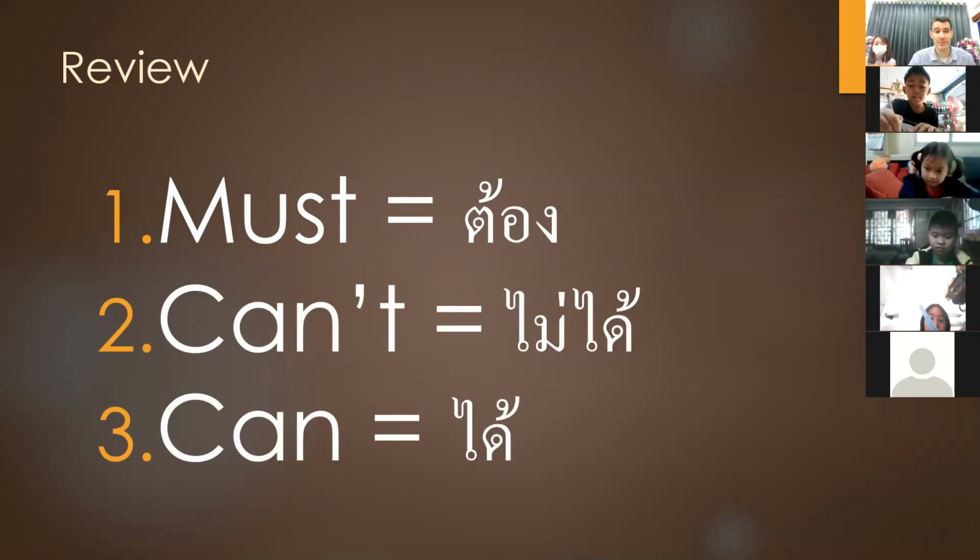So some examples is in football. If you play football, you must kick the ball. You can't punch people. You can't hit people. And you can score goals. So that's some examples from must, can't, and can. This is review, so I think you should know. If you don't know, you can copy: must, ต้อง; can't, ไม่ได้; can, ได้.